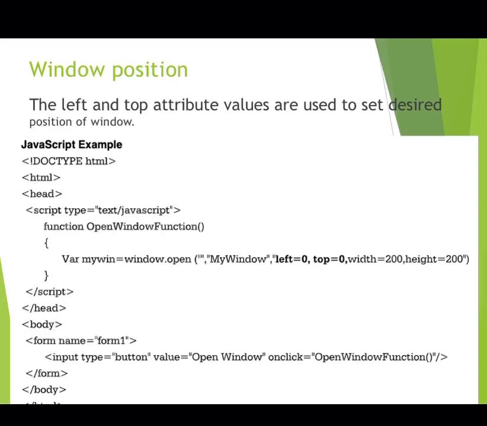Okay, so input type is equal to button, value is equal to open window, onclick is equal to the openWindow function we are going to call over here. Okay, close form tag, close body and close HTML. Now let's see the output, where on click of a button a new window will be opened and the position of your window is 0 comma 0, that is the starting position.